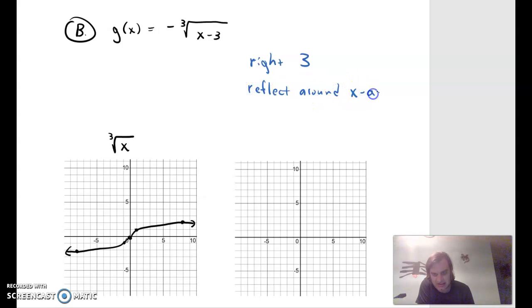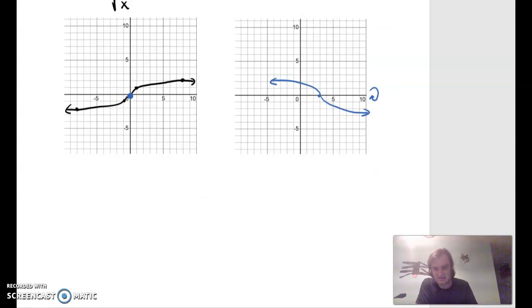the x-axis. So we're going to take our whole graph, and I'll mark the center point and move it to the right 3, 1, 2, 3, which would be right about here, and then we're going to reflect it around the x-axis, so we're going to move it around here. So the top points go to the bottom and the bottom points go to the top. So it'll look something like this. Okay, so two things are happening, and that's taking care of it.